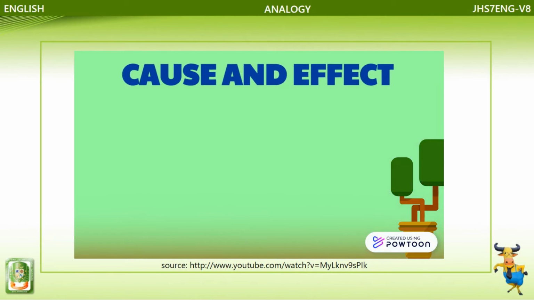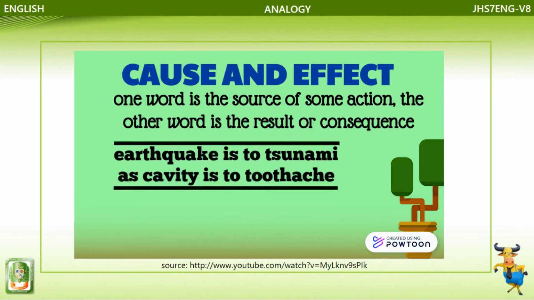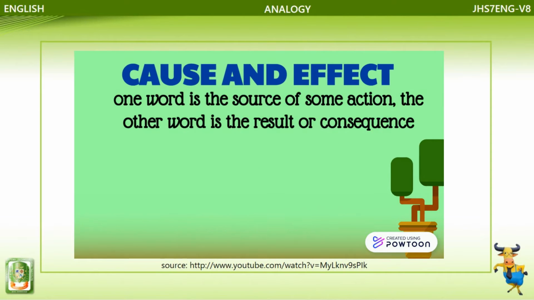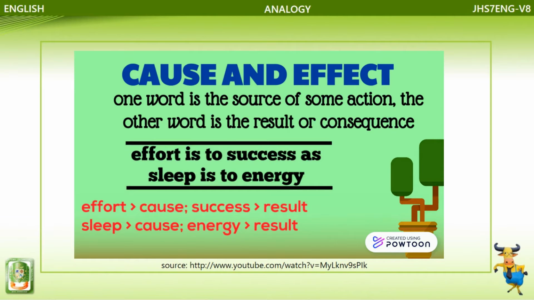In cause and effect analogy, one word is the source of some action, the other word is the result or consequence. Example, earthquake is to tsunami, as cavity is to toothache. Earthquake is the cause, while tsunami is the effect. And cavity is the reason of having toothache. Another example is effort is to success, as sleep is to energy. Effort is the cause of success. And sleep is the cause of you gaining energy.